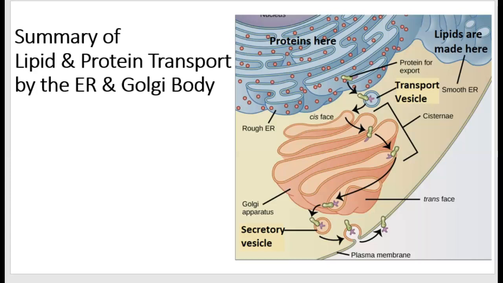Once the modified lipids and proteins get to the trans face of the Golgi body, they are trapped into secretory vesicles which bud off of the trans face. A secretory vesicle then travels to the cell membrane and releases its contents. The contents of that secretory vesicle, destined for the outside of the cell, may be released freely into the extracellular fluid, but sometimes the molecules stay attached to the cell membrane.